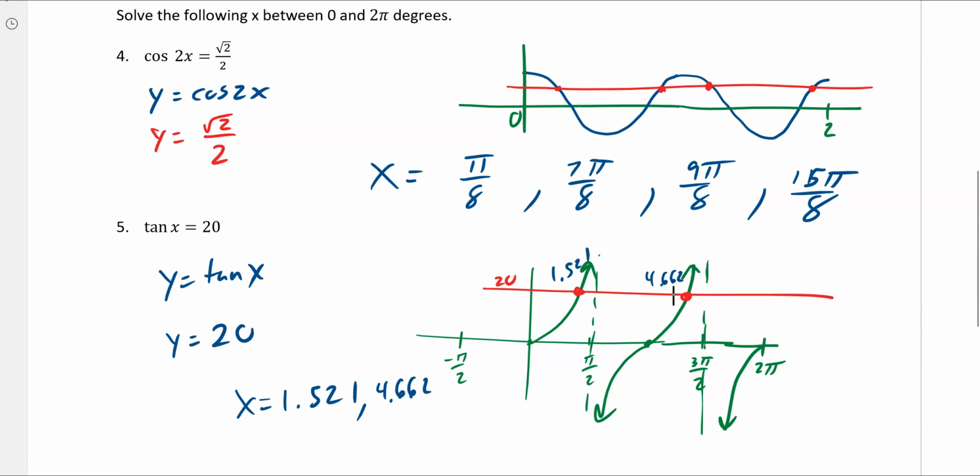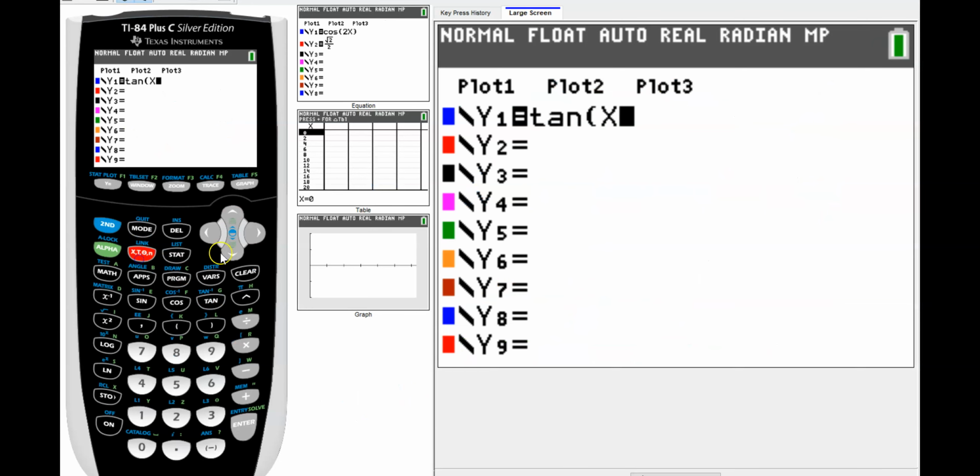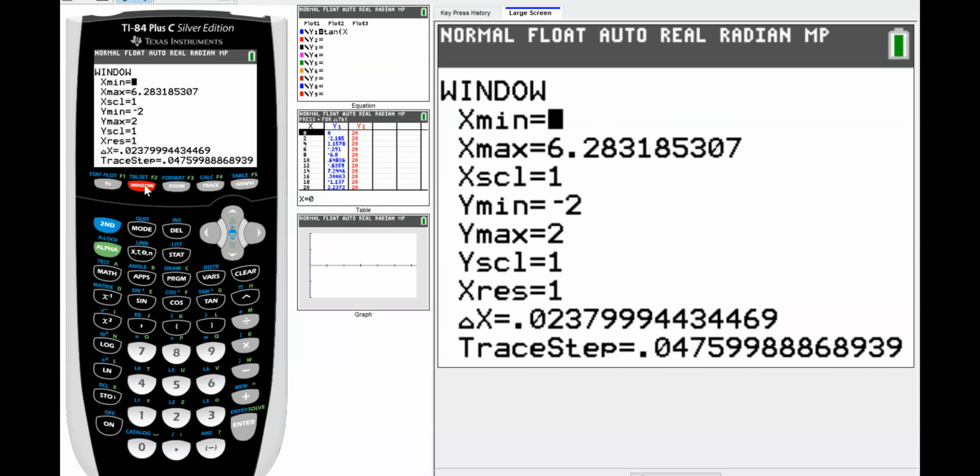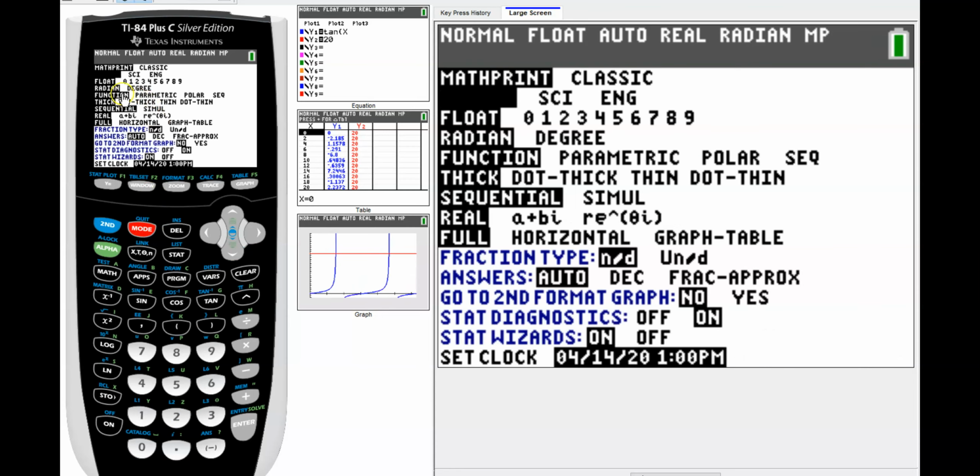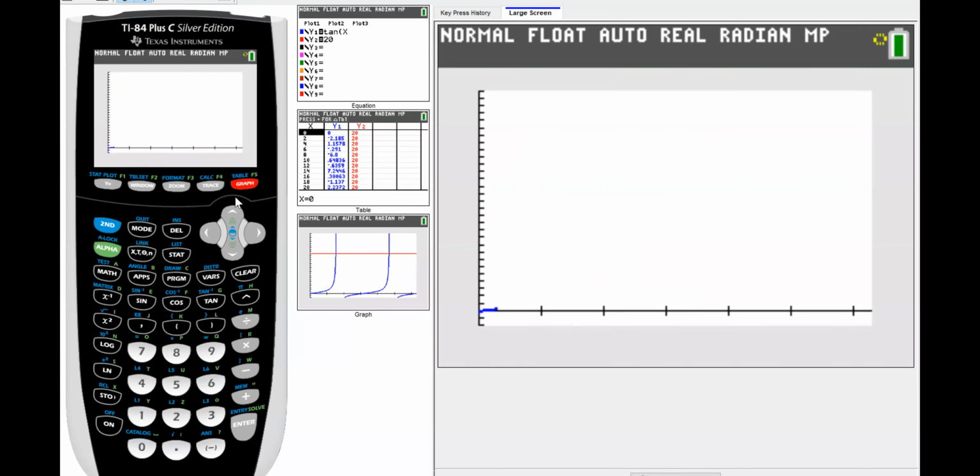Okay, let's try the TI now. So we input tangent x and 20. So you don't have to even put a parenthesis after that. And then go to our window and do the same thing. So again, 0 to 2 pi. But we need to make sure our y max is high enough to cover the 20. And then click on mode and make sure you're in radians. And then graph it. And there's our graph, just like it was in Desmos.